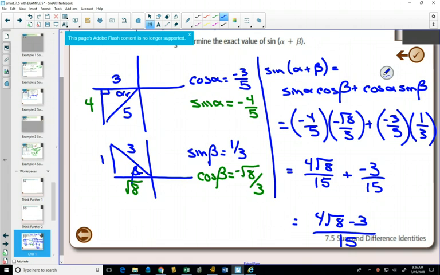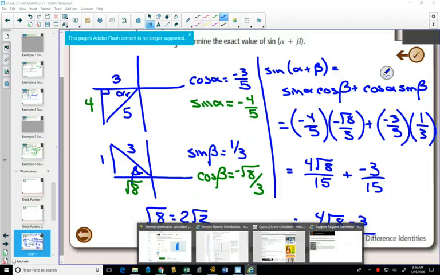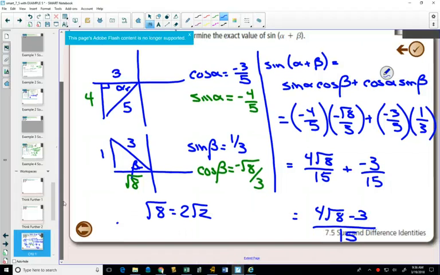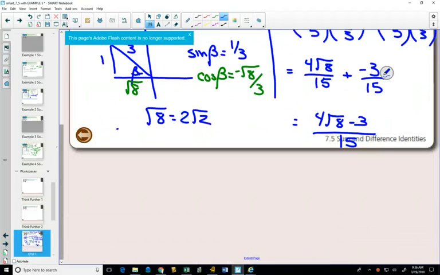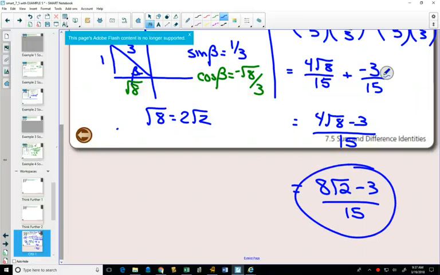Now, this would be fine if you left it like this. You could simplify this because the square root of 8 is equal to 2 root 2. And so if the square root of 8 is equal to 2 root 2, then this is the same as 8 root 2 minus 3 over 15. So if it was a multiple choice question and that was the answer, you'd have to be able to simplify that. If it's a long answer question, you could have left it as 4 root 8 or changed it to 8 root 2. Both of those would be fine.